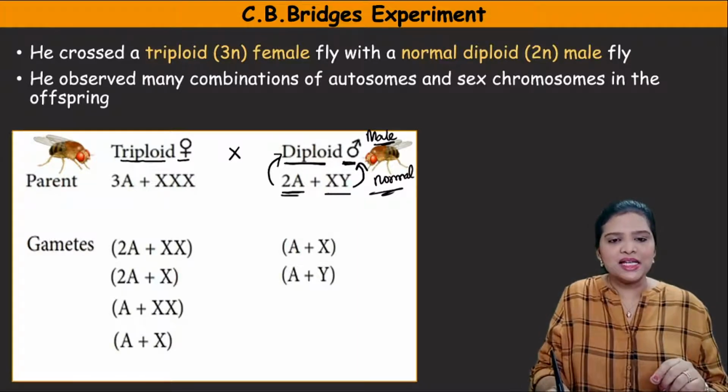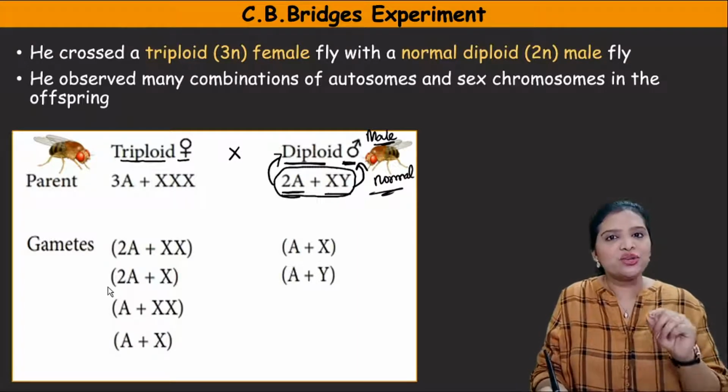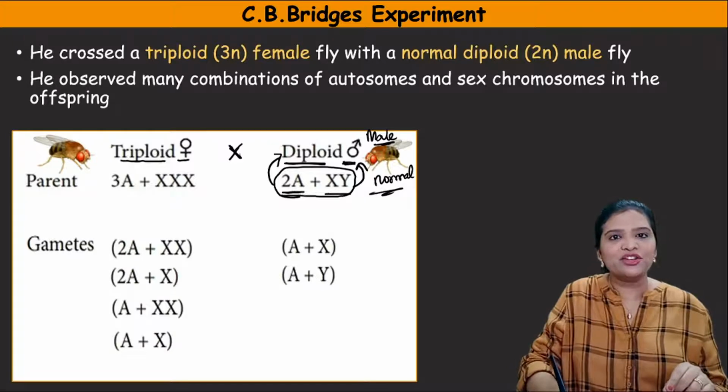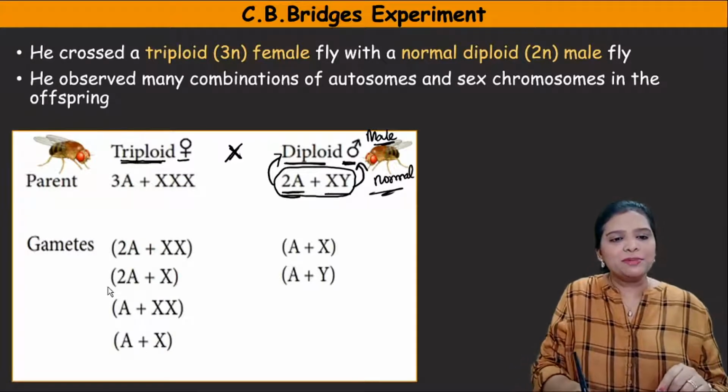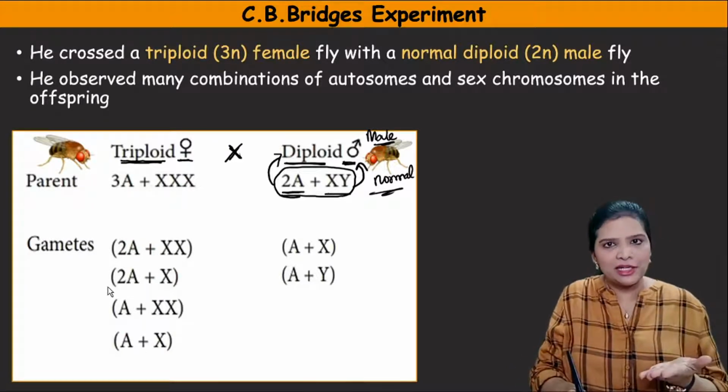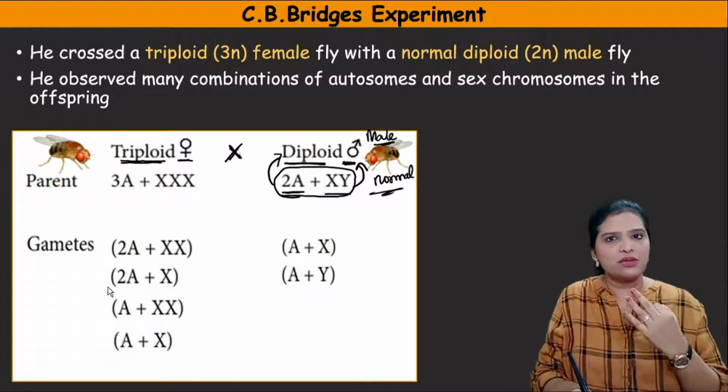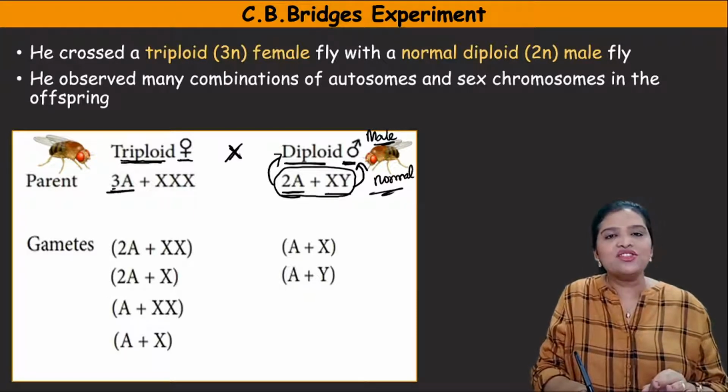Okay, so this is a normal diploid male. He took a normal diploid male and crossed it with a triploid female. So what do you mean by triploid here? Triploid means 3 sets of autosomes. So here it is written 3A, 3 sets of autosomes plus XXX. That means this is a female.